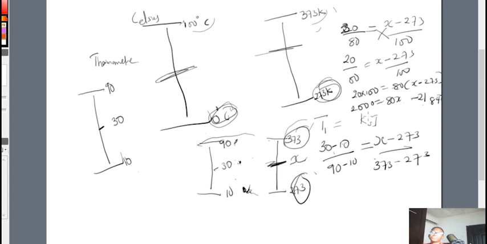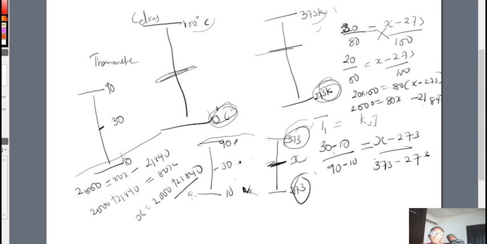So we're going to bring this to this side. Let me just write it here, because that place is already getting cluttered. We have 2000 is equal to 80x minus 21840. So that will be 2000 plus 21840 is equal to 80x. So we know that our x will just be 2000 plus 21840 divided by 80, and we're going to get 298 Kelvin.